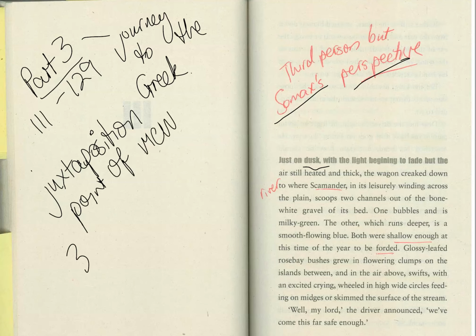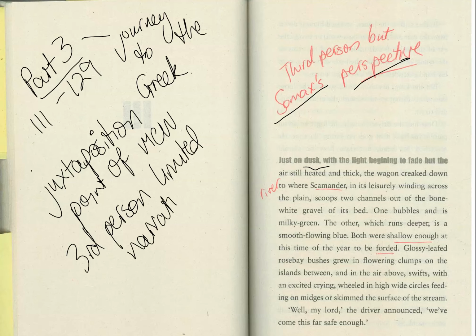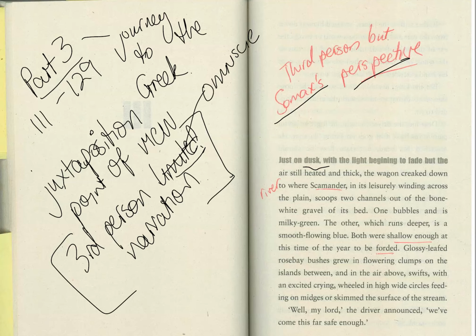So the third person limited narration, basically, the limited section means that it's an omniscient narrator. But what is happening is when we jump into Somax's point of view, we see through his eyes, and when we jump into Priam's point of view, we see through his eyes. The omniscient narration is the whole book itself.